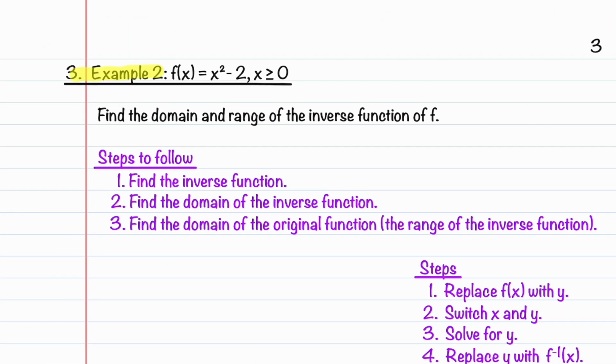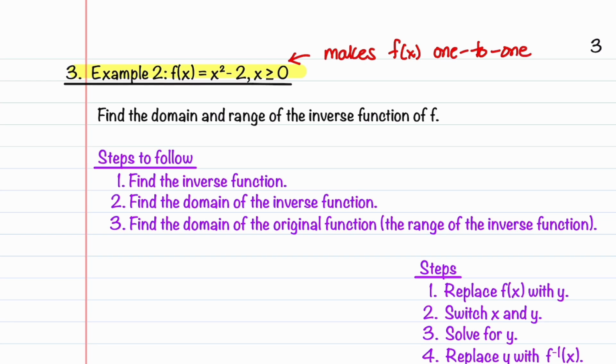Let's now look at our second example. This example is a quadratic function, and notice we have a restriction on our quadratic function, and it says that x is greater than or equal to 0. The reason for this is this restriction makes our function a one-to-one function. So let's just write that this makes f of x one-to-one.